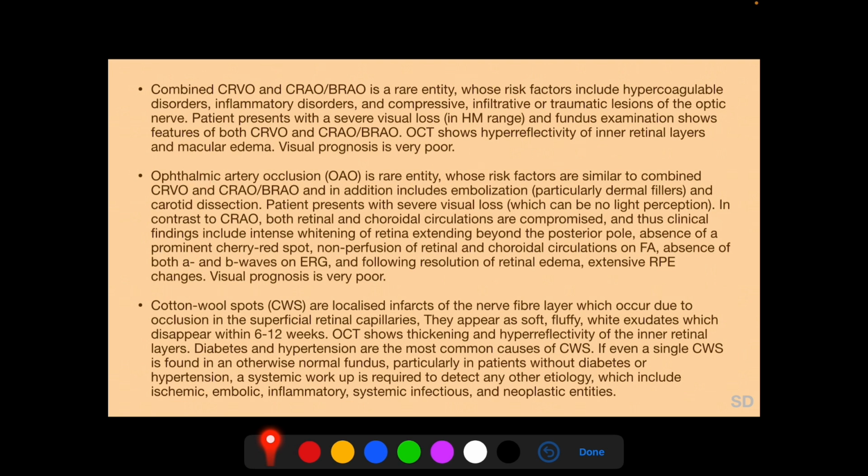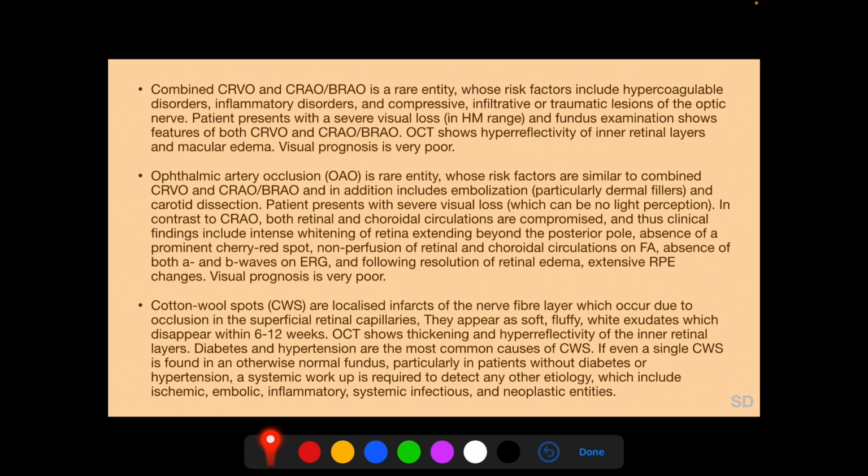Ophthalmic artery occlusion is a rare entity whose risk factors are similar to combined occlusions, but in addition include embolization, particularly from dermal fillers used for facial rejuvenation, and carotid dissection. Patients present with severe visual loss, which can be no light perception.